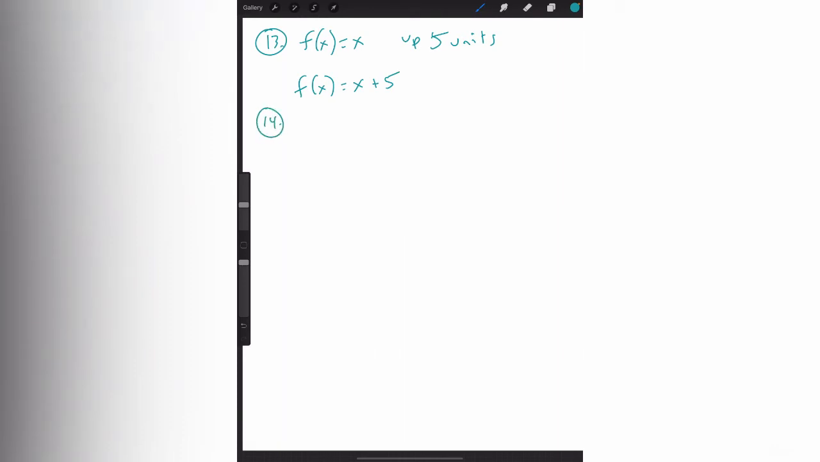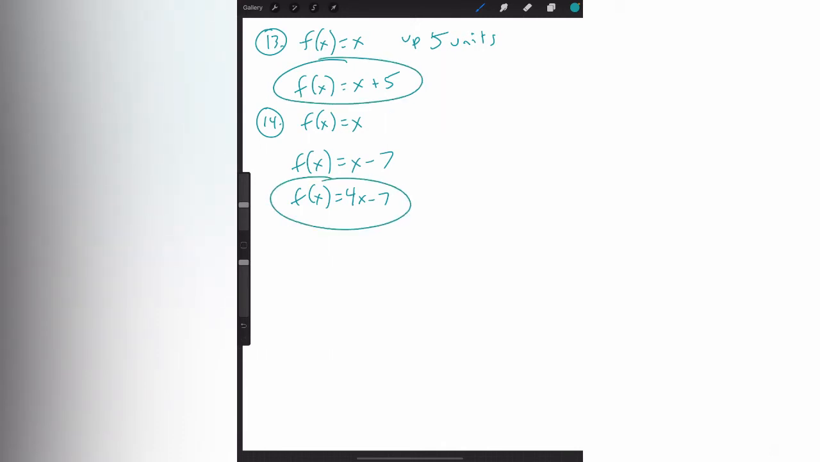Number 14, remember my parent function is f of x equals x. And say we're going to translate it down. So my first step is to translate it down 7 units. So I say subtracted by 7. Then it says a vertical stretch by a factor of 4. Remember, whenever we do a vertical stretch, we just put the number out in front of the x. So I can say the vertical stretch by a factor of 4. That would be my answer for number 13. This would be my answer for number 14.